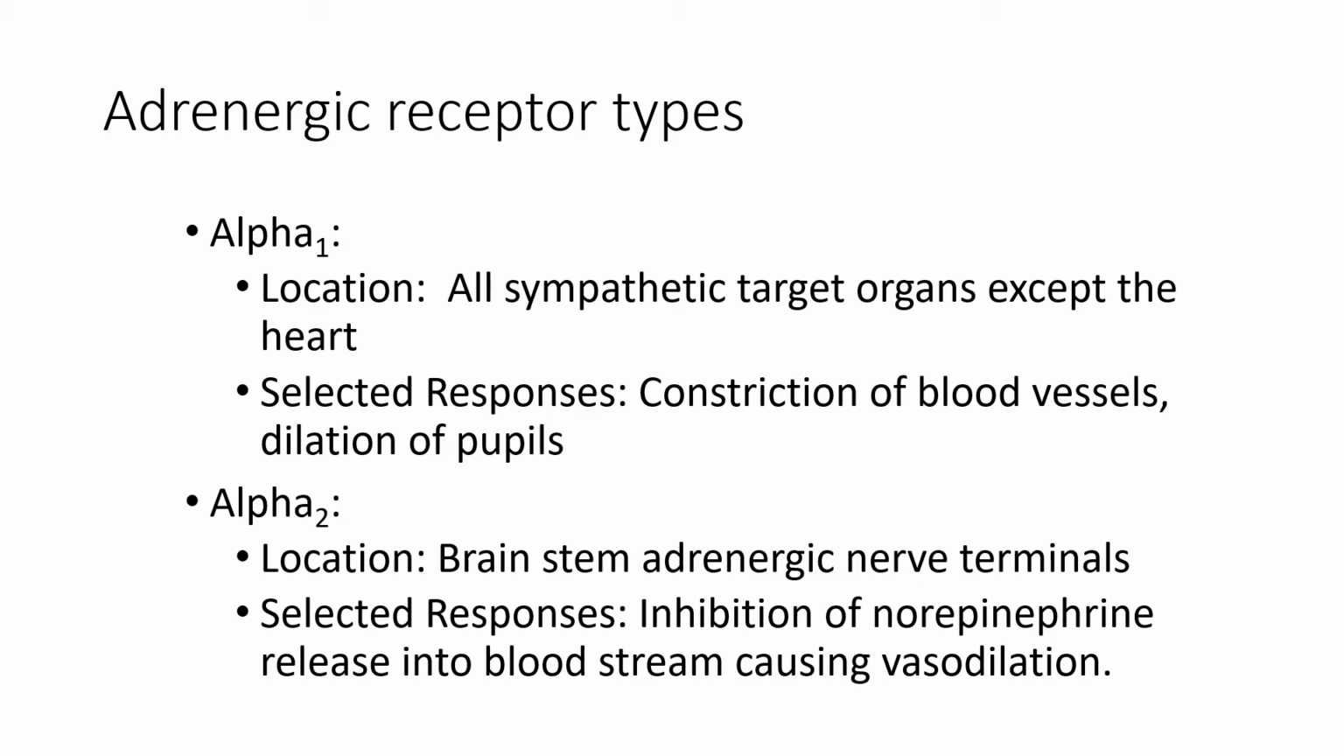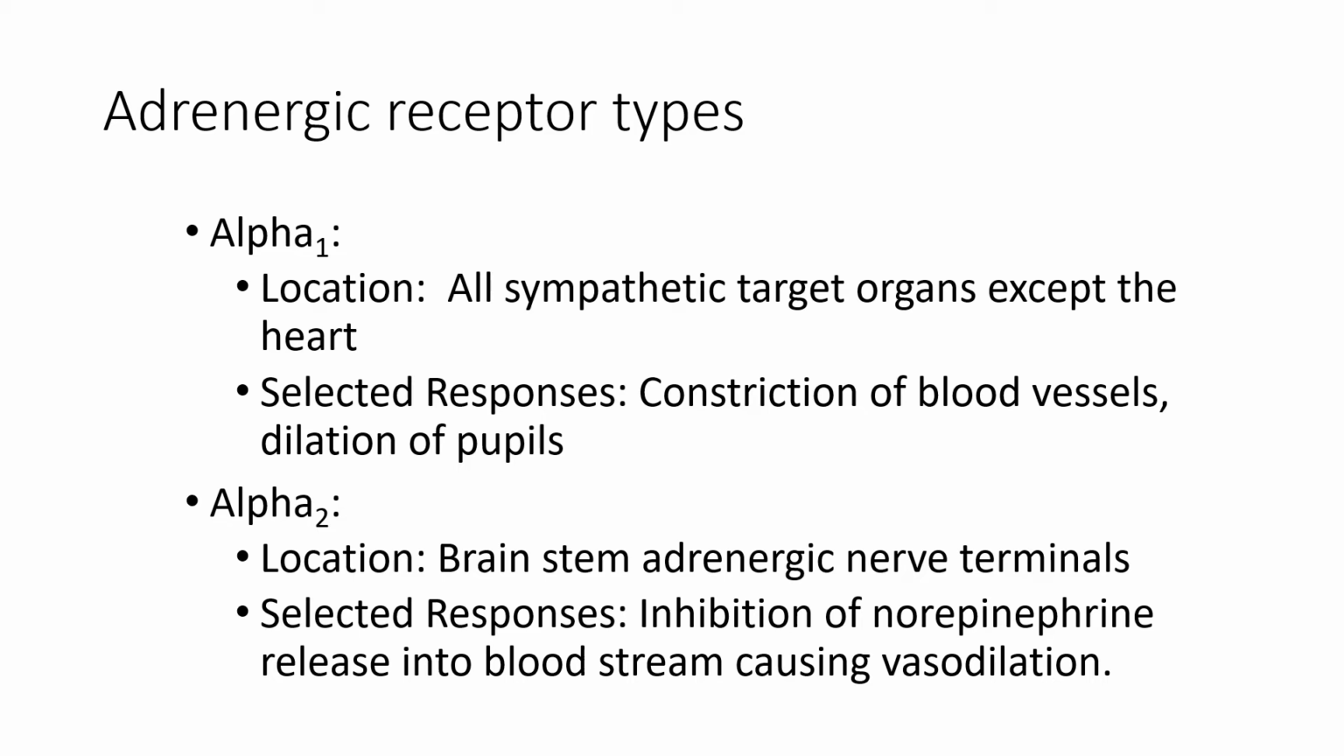Okay, so back to adrenergic receptor types. Remember, it's all about the receptors. If you know where the receptors are, you'll be able to predict what's going to happen, and you'll also be able to predict the side effects of the drugs, because the side effects are going to be from stimulating receptors that you didn't really want to stimulate with the drug, but you had to because the drug you gave went into the bloodstream. So you can't really be specific with the drug.